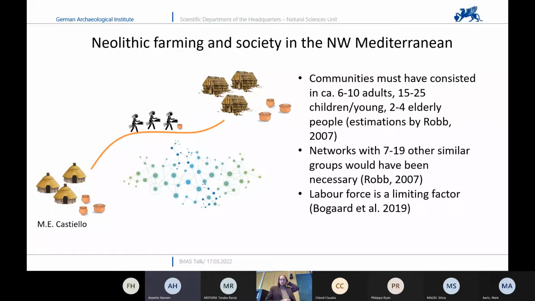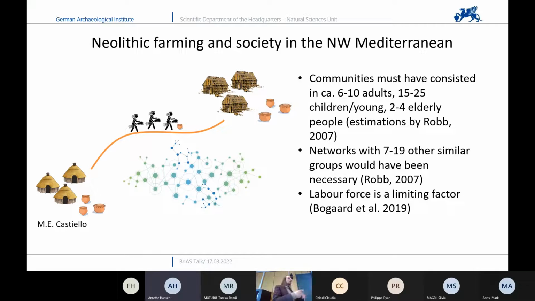So these communities, based on anthropological research, since they are quite small, also have a population structure that we are not anymore very familiar with. So one should imagine relatively few adults, between 6 and 10, loads of children, between 15 and 25, and 2 to 4 elderly people. And this, of course, is constantly changing with people leaving the settlement, people coming in, because these were not closed communities, autarkic and not connecting with other people, quite the opposite. But it's this sort of structure.